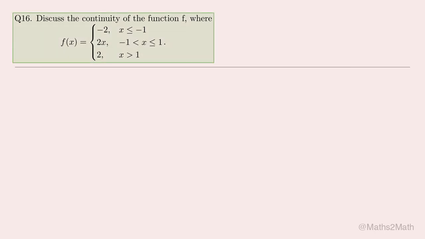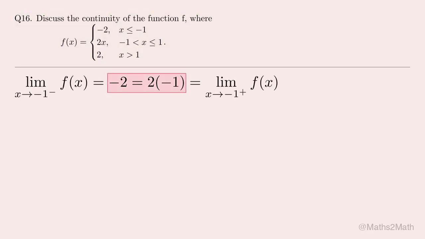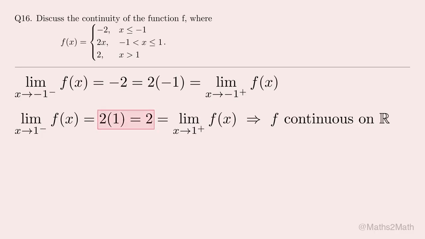Question 16. A flat floor, a rising line, and a flat ceiling. The pieces look designed to join. Check whether the line actually meets each flat piece at the junctions. At -1, the floor is -2 and the line 2x also gives -2. Continuous. At 1, the line gives 2 and the ceiling is 2. Continuous again, so F is continuous on the whole real line.